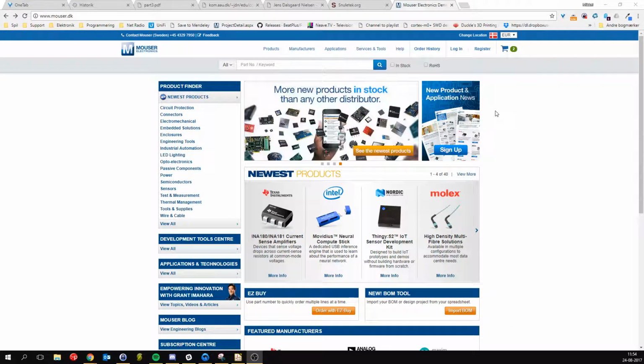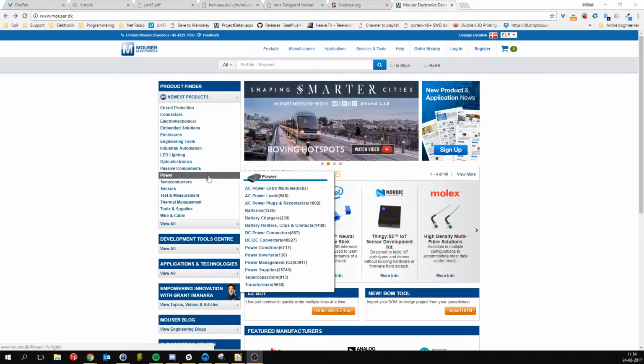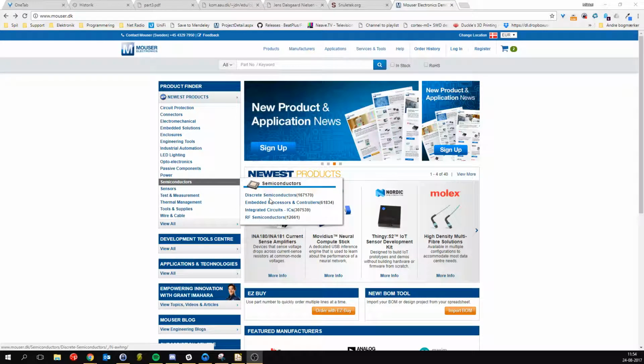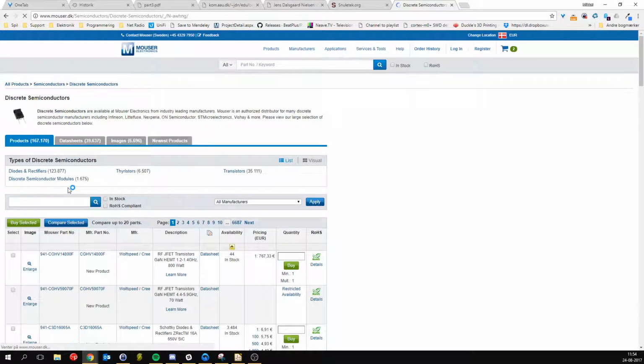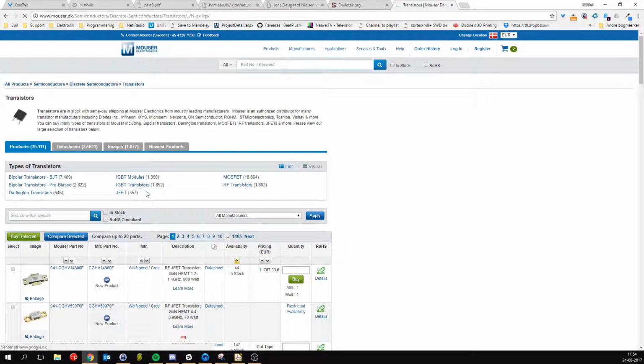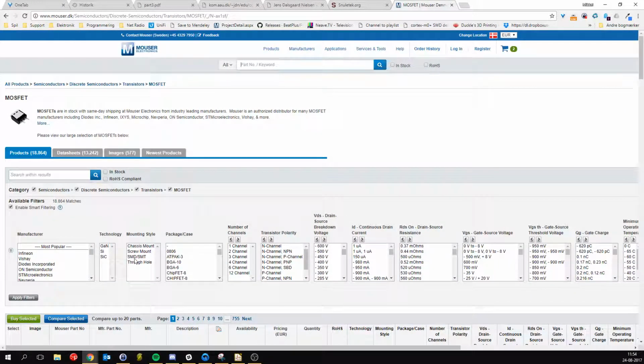Okay, so this is a quick video on how to use these parametric searches if you want to find, say, a MOSFET. I use Mouser because it's cheaper shipping-wise for me, and the taxes are pre-applied to the prices. So we want discrete semiconductors, transistors, and MOSFETs. Let's see. Right, so now we're in. I prefer SMD.